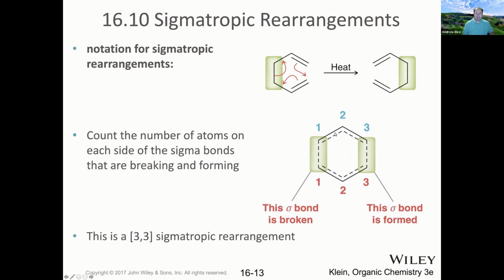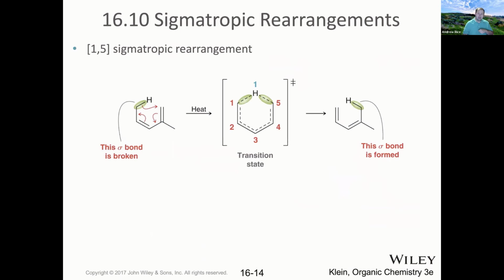So all of the bonds that are forming and breaking are dashed lines. Since there's no solid line between the two sides of the molecule, we have to number them separately. So this gets numbered 1, 2, 3, and this gets numbered 1, 2, 3, and the name of this sigmatropic reaction is a 3,3 sigmatropic, because the new sigma bond is forming at the number 3 carbon and the number 3 carbon of the other piece, or of the two pieces.